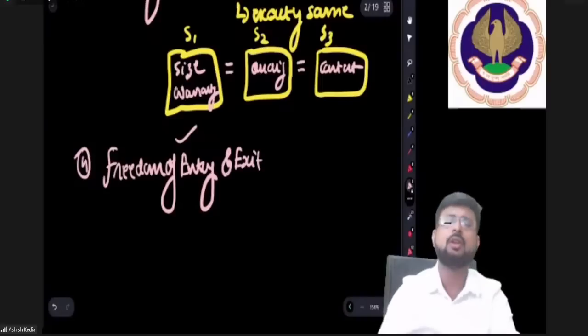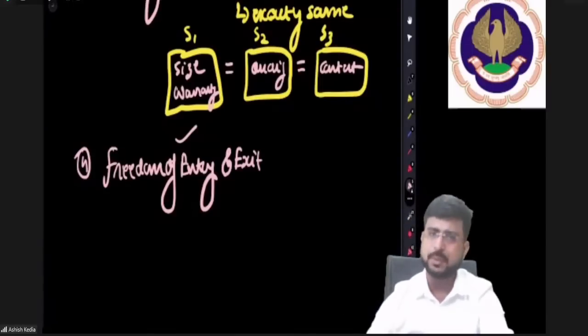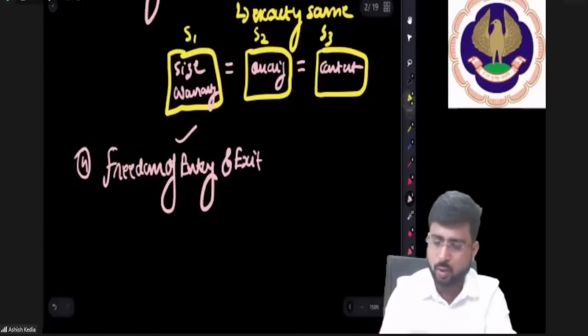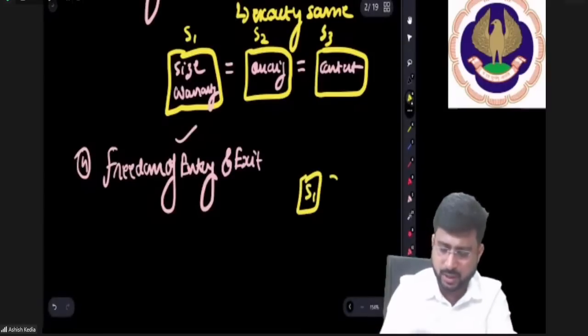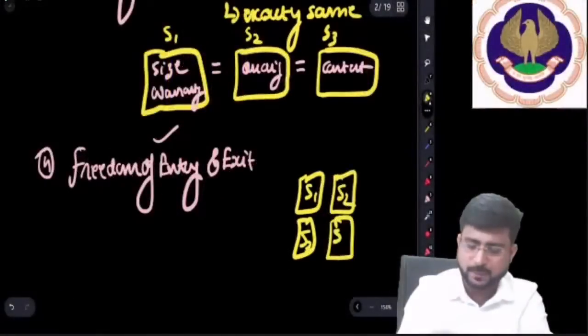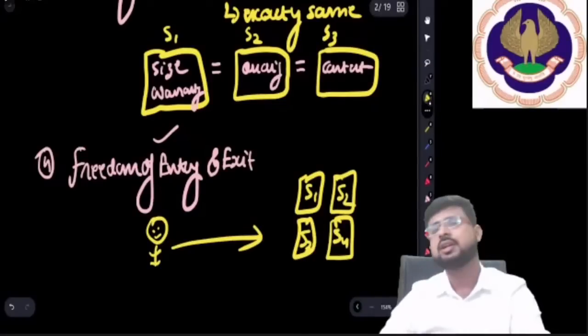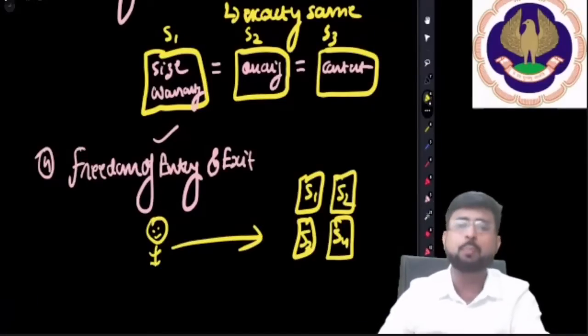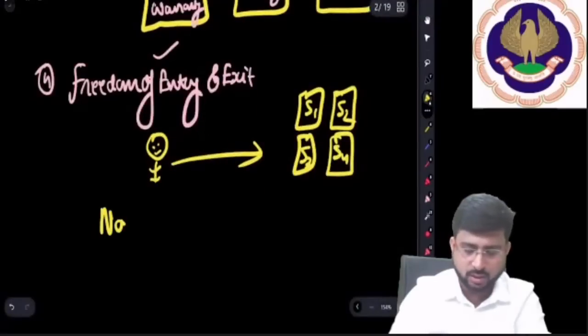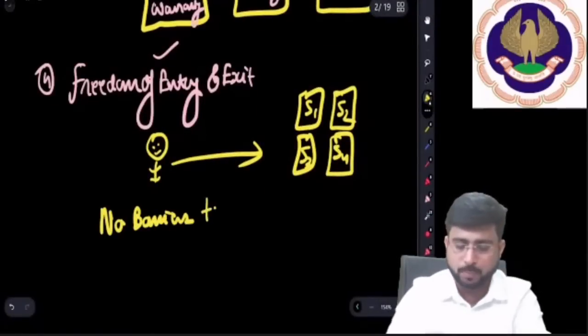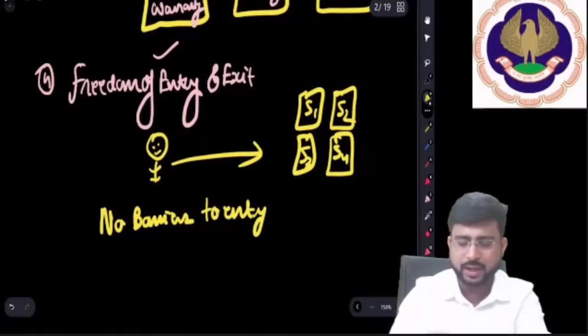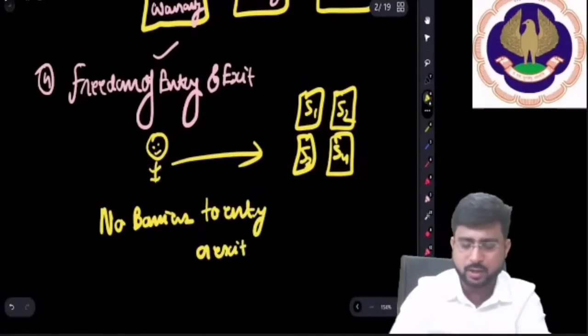Friends, freedom of entry and exit simply means that, suppose there are 4 sellers already in the market. If this is the 5th seller planning to enter the market, he is free to do so. There are no barriers, the government will not restrict him. So, no barriers to entry or exit.